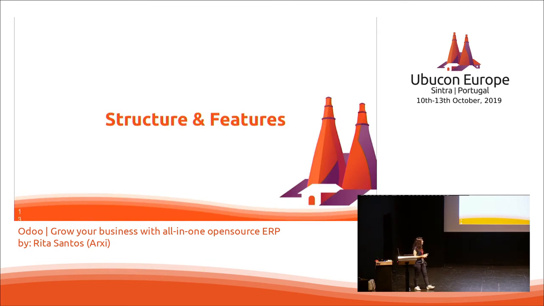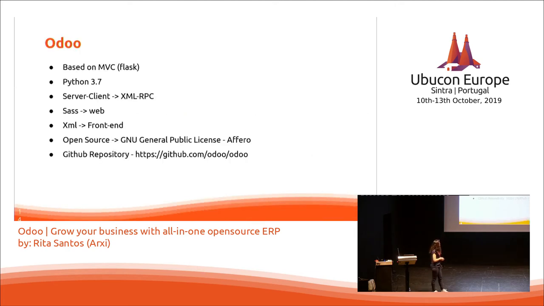So, about some technical and structural things about Odoo. Odoo is based on MVC. The language is Python, at the moment 3.7 in versions 12 and 13, because version 13 was released last week, yes, last week in Belgium. And it uses XML-RPC for server-client communication. On the web, they use SASS and XML for the front end, but for the next version they are trying to change it so that we use more JavaScript.